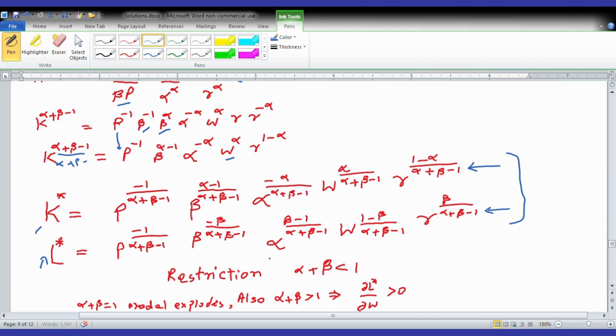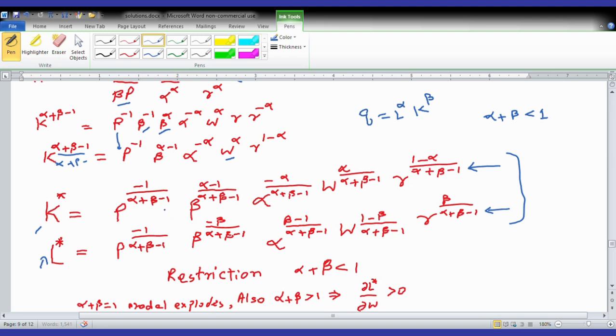Now, what restrictions you will be putting on this production function q equal to L raised to power alpha k raised to power beta? Well, one important restriction that you need to put on this production function is that alpha plus beta should be less than 1. And if you don't do that, you actually will not be able to get the factor demand function correctly, or you will not be able to get the factor demand function at all.